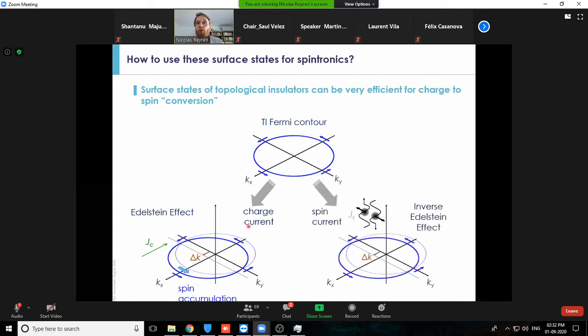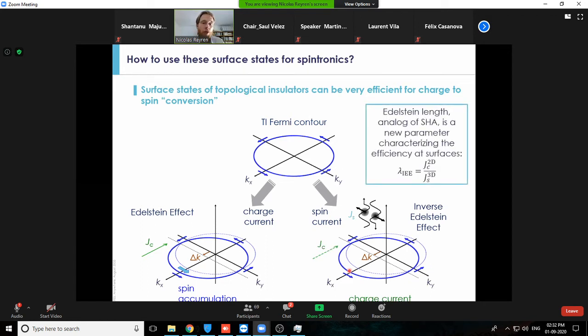You can also do the opposite, the complementary: you inject a spin current. Let's say you inject spins along the Y direction. That means you will populate mostly the positive Kx values, and that results in a charge current. Similarly to the spin Hall angle, we can define a parameter that is the ratio between the charge current that you generate over the spin current that you inject. This is the inverse Edelstein effect length.